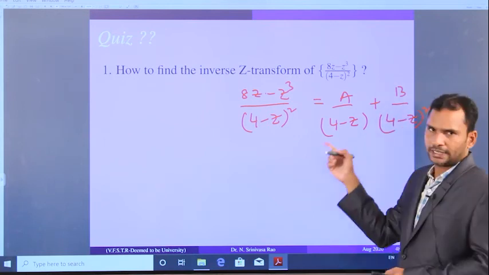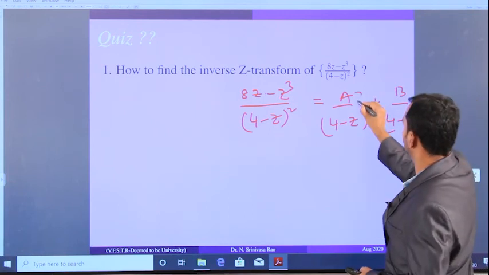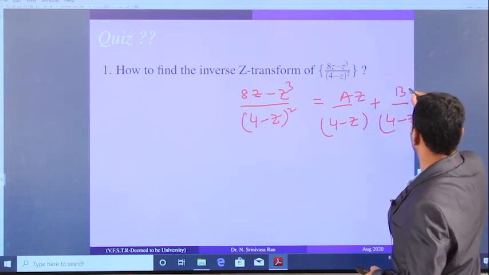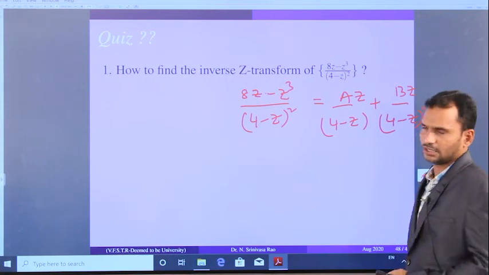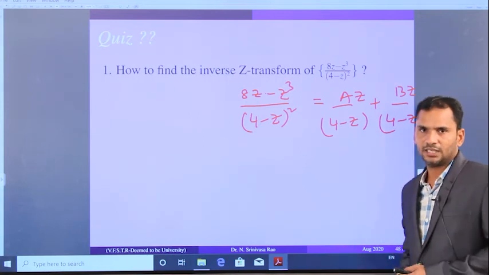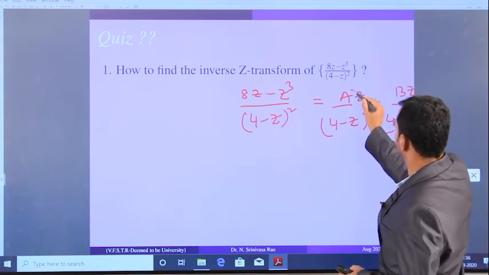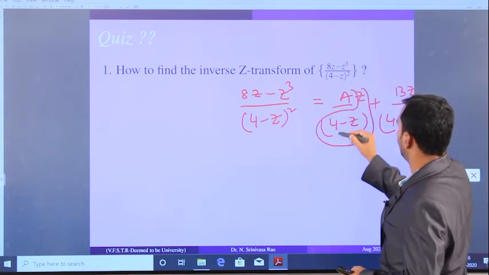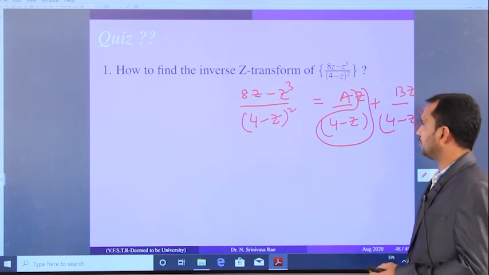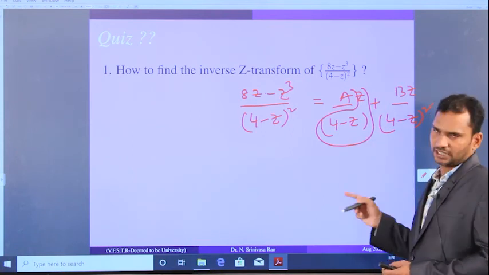Now we have to do an extra thing. What is that? You have to multiply with z. Az plus bz. Okay, so now this way you have to prove. So now for finding this, z by 4 minus z or z by z minus 2, you can apply z inverse for this.